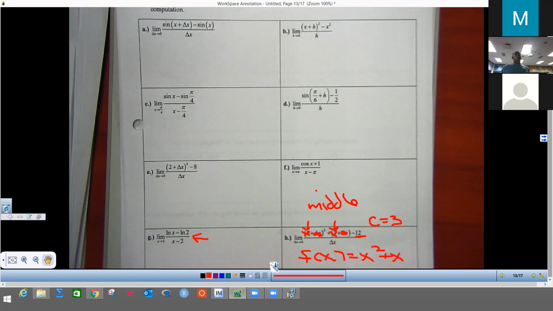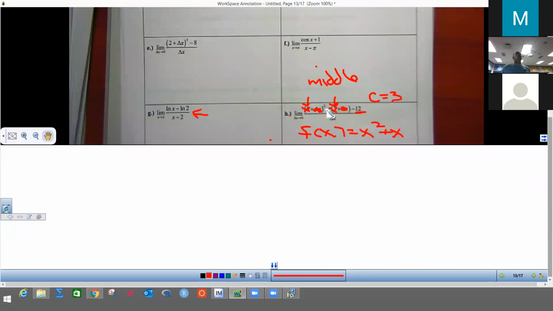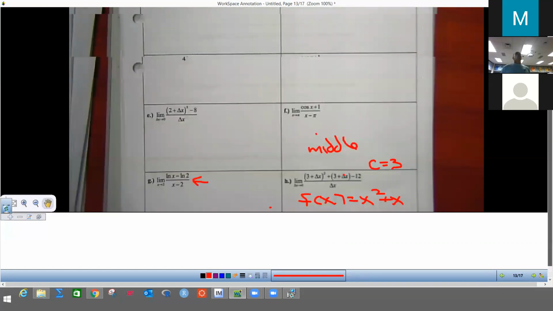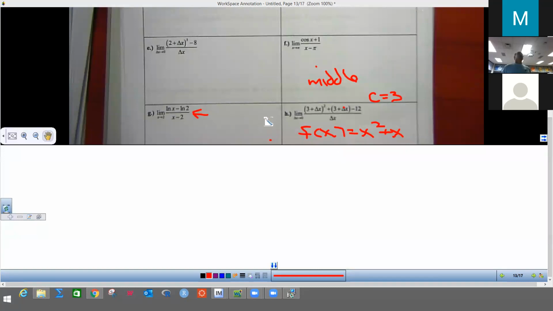So now that I'm here, I hope you know that this is telling me what this thing means, going back to this thing right here. Maybe I should have done it at the top. If we go back up to the top, we're looking for the derivative of f at that C value. So what I'm looking for here is f prime of 3.